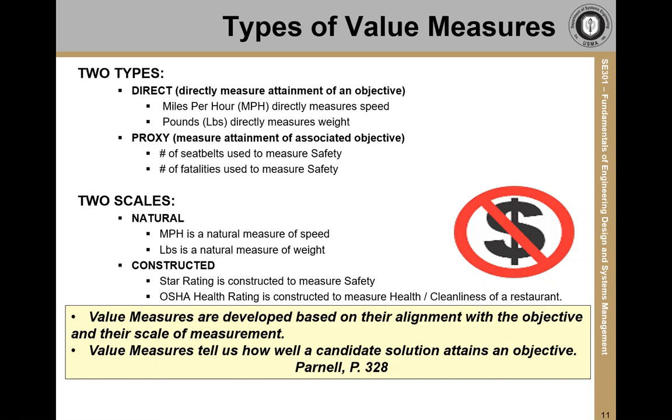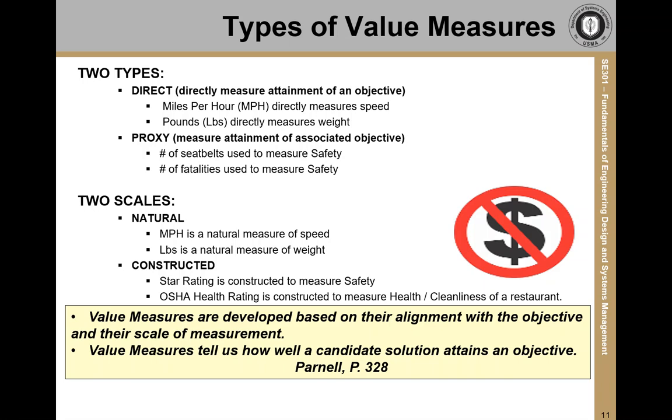That is a constructed scale, right? It's not naturally occurring. It's crowdsourced and it's a constructed 1 to 5. There's no reason it couldn't be 1 to 7 if Yelp wanted to change it to 1 to 7. So that's another constructed scale that you'll often see.